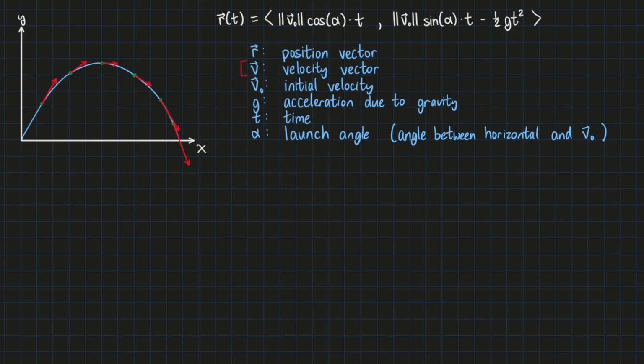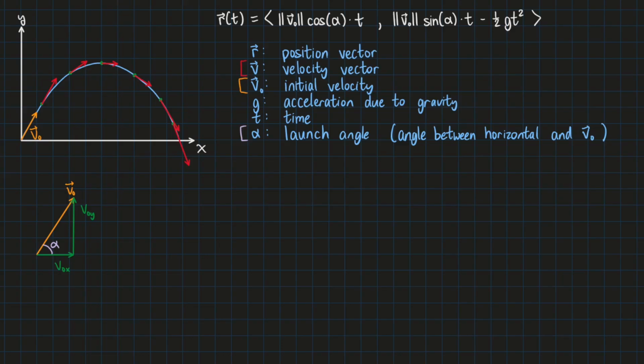If we take a look at v0, this is when the projectile gets launched. Most of the time, the launch is at an angle above the horizontal. Alpha, the launch angle, is the angle between the horizontal and v0. Diagonal vectors can be broken down into their component vectors. In this case, v0 can be broken down into v0x and v0y.